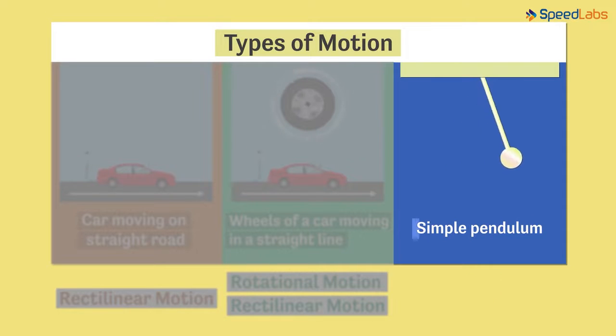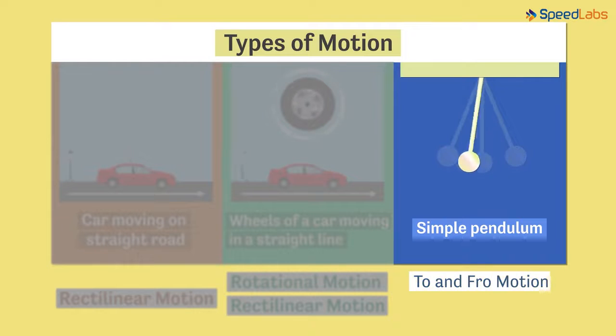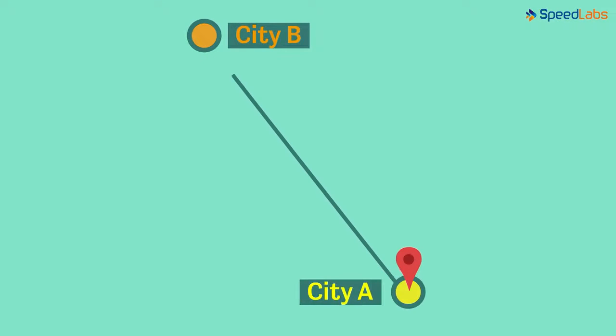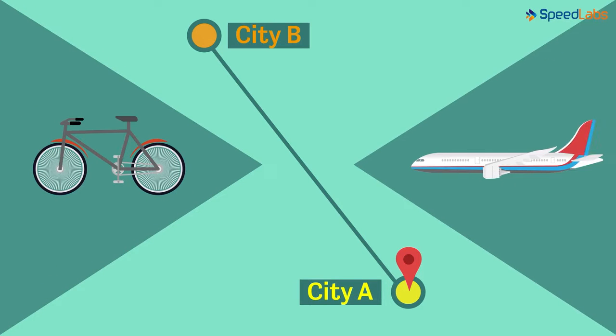We know that a simple pendulum performs to and fro motion. This to and fro motion repeats itself in equal intervals of time. So it's undergoing periodic motion. Now let me ask you a question. Suppose you want to travel to city B from city A. Which mode of transport will get you quicker to the destination? A bicycle or an aeroplane?